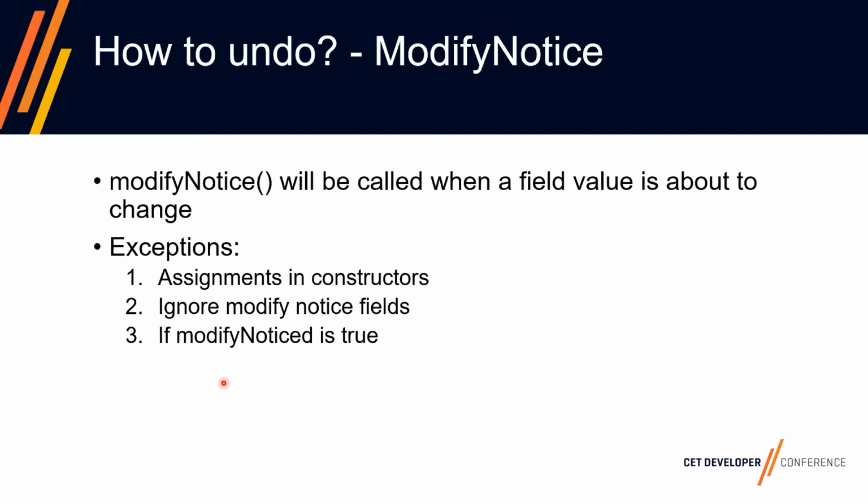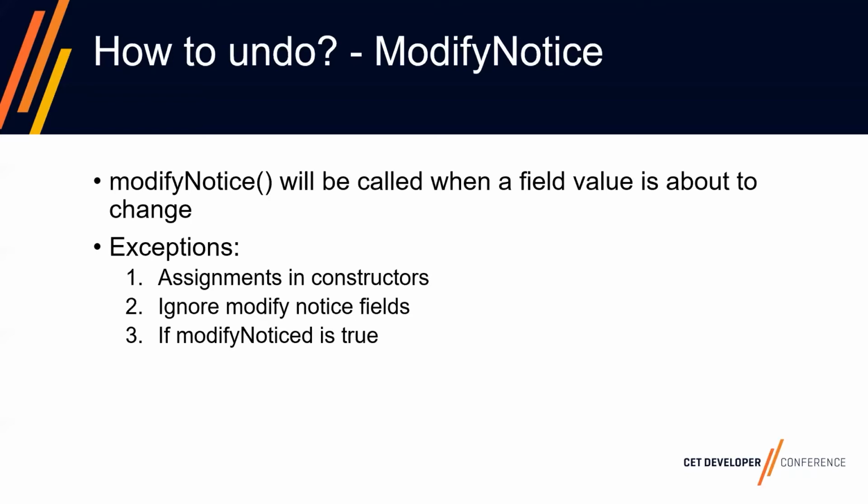And if you have a field that is an ignore modify notice field, when this field is being changed, it will not be recorded. The system will not record the change. And if the modify notice already returned true, then it will not be recorded again for the field. So how does it work?